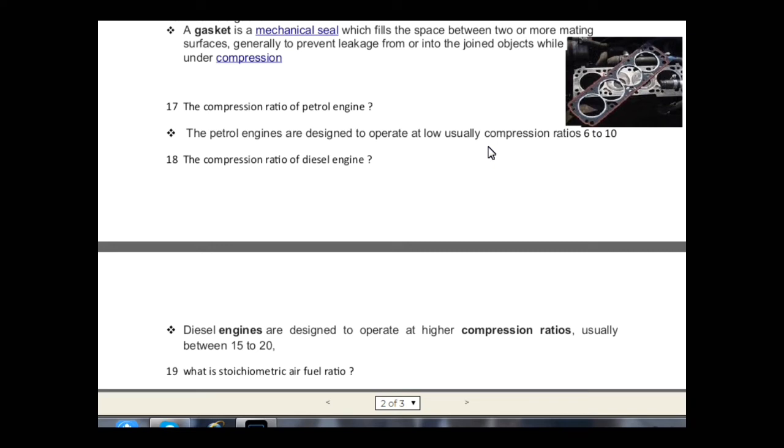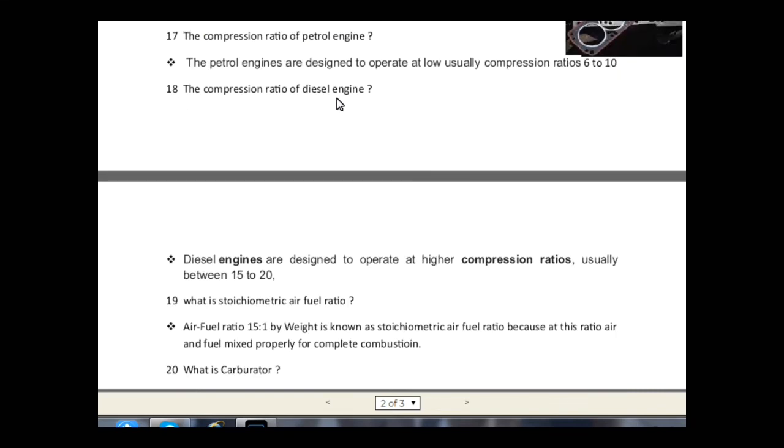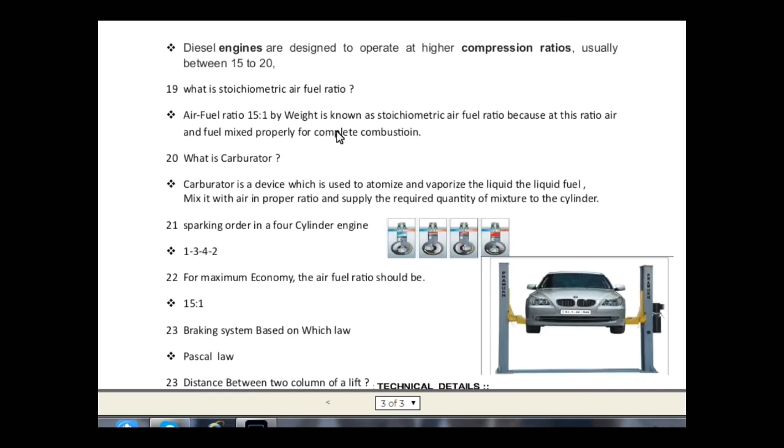The compression ratio of a petrol engine. Petrol engines are designed to operate at a low compression ratio, which is 6 to 10. The compression ratio of a diesel engine. Diesel engines are designed to operate at a high compression ratio, which is usually between 15 to 20.